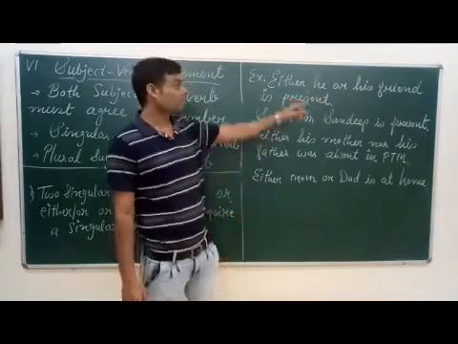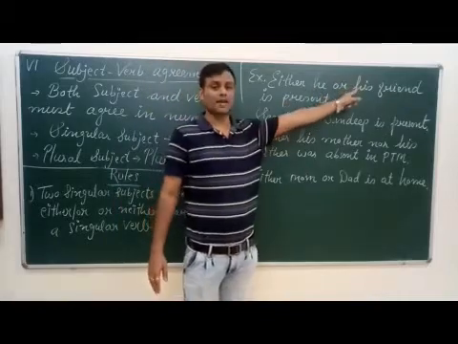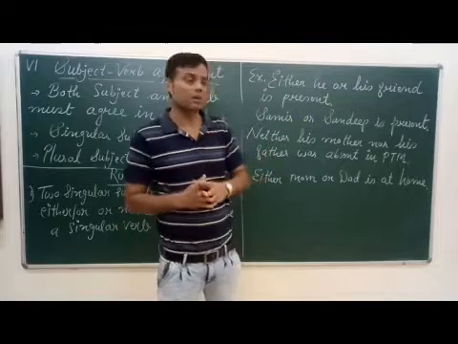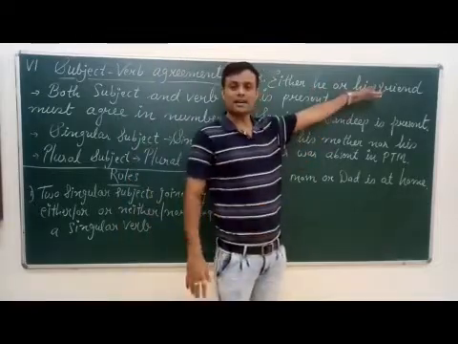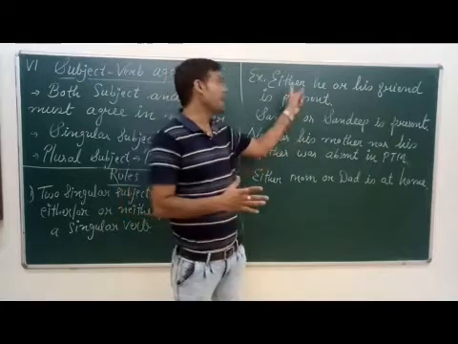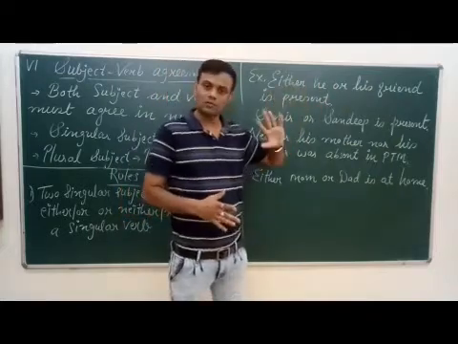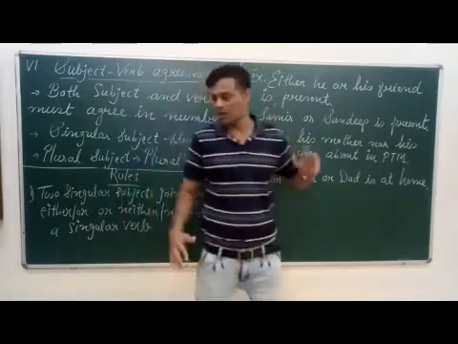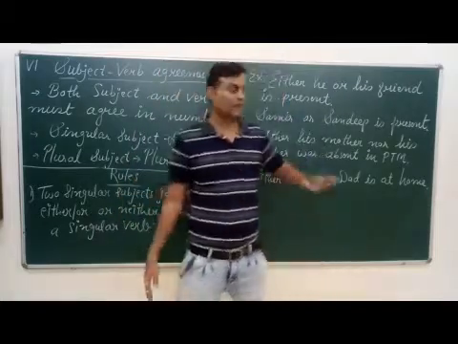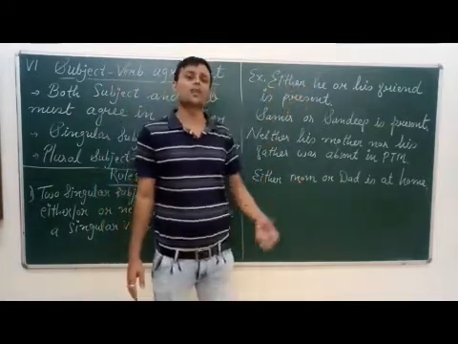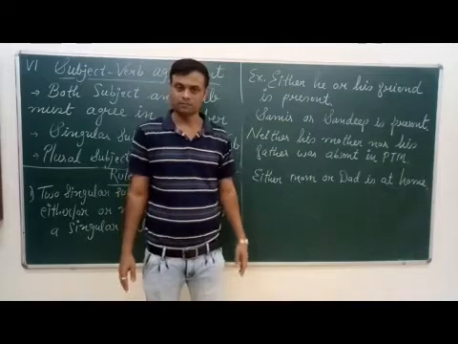Here we can see he and his friend. Two subjects are there and both are singular. He and his friend, and both the subjects are joined with either-or. So we have to use a singular verb as per our rule. So we have used here is. So, either he or his friend is present.